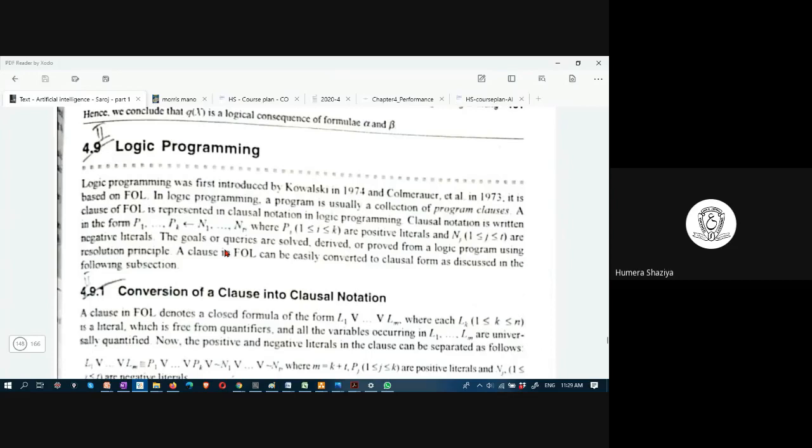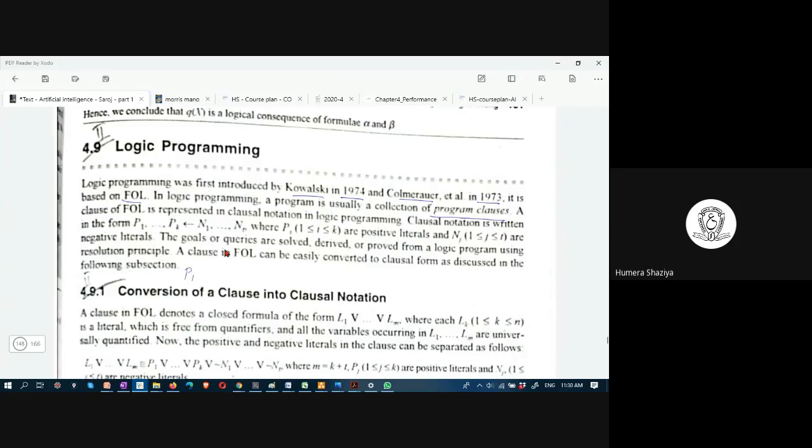Logic programming was first introduced by Kowalski in 1974 and Kolmogorov in 1973, and it is based on first order logic. In logic programming, a program is a collection of program clauses. A clause in FOL is represented in clausal notation in logic programming. Clausal notation is written in this form.